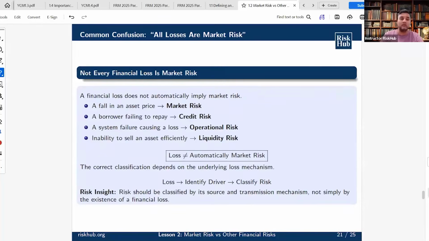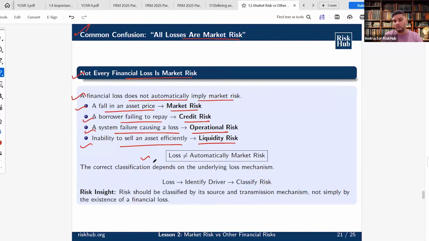Then we have slide number 21, which is common confusion. All losses are market risk. Not every financial loss is market risk, right? A financial loss does not automatically imply market risk. A fall in an asset price, market risk. A borrower failing to repay, credit risk. A system failure causing a loss, operational risk. Inability to sell an asset efficiently, liquidity risk. Loss is not automatically market risk, right? The correct classification depends on the underlying loss mechanism.